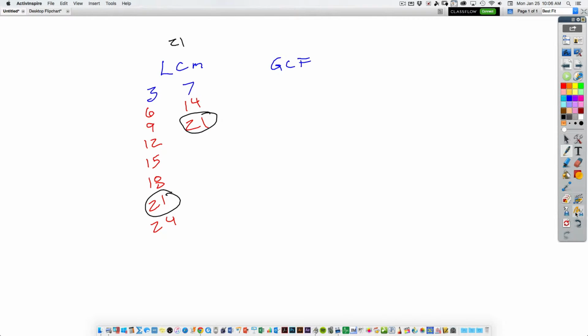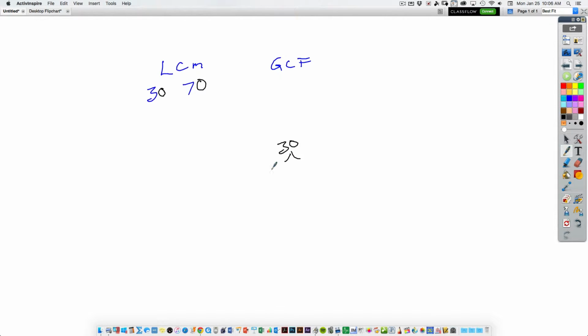Well, there's a much easier way, in my opinion, to do it. So let's back up just a little bit here, and let's look at this a different way. Let's say I have 30 and 70, and I want the lowest common multiple. Well, to get that, you just simply take 30 and find the factors of it.